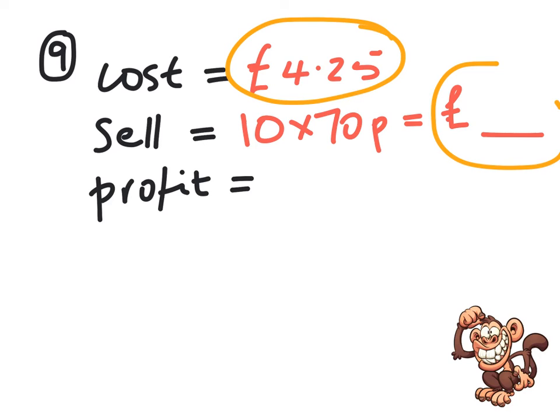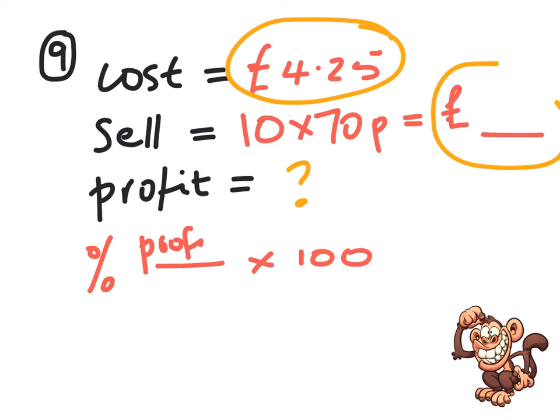So do a little takeaway sum, get the profit, and then just as in question 7, to calculate the percentage, it's a fraction times 100. This time the little formula we're going to use is the profit is going to go on the top and the cost goes on the bottom. So whatever your answer was here for the profit, put that number on the top of the fraction, put the cost, the £4.25, on the bottom of the fraction, top divide bottom times 100. And that should be good for you.